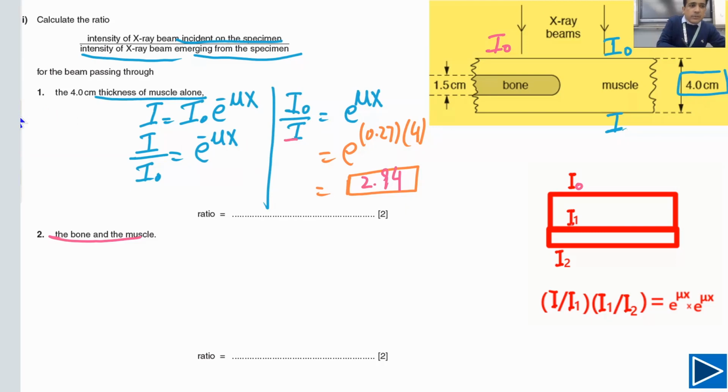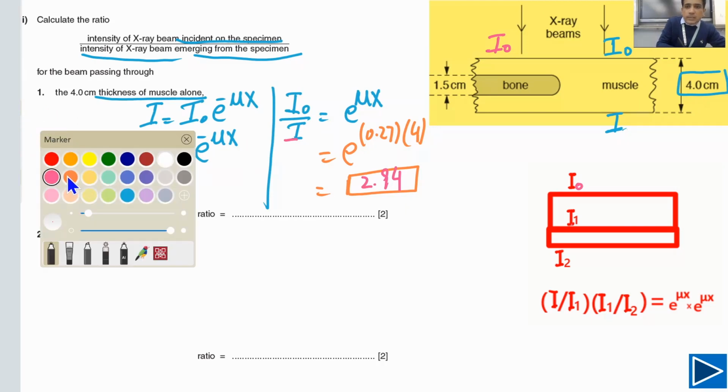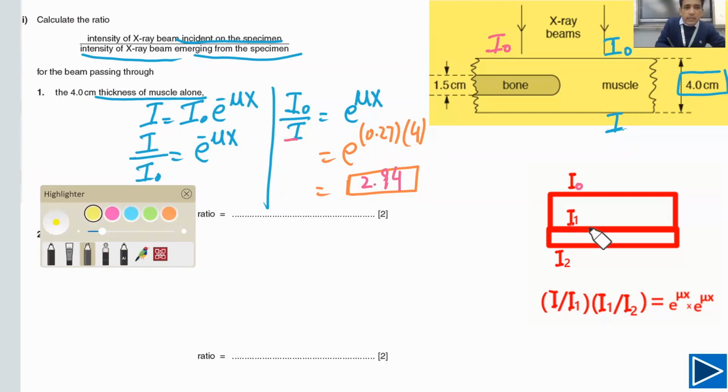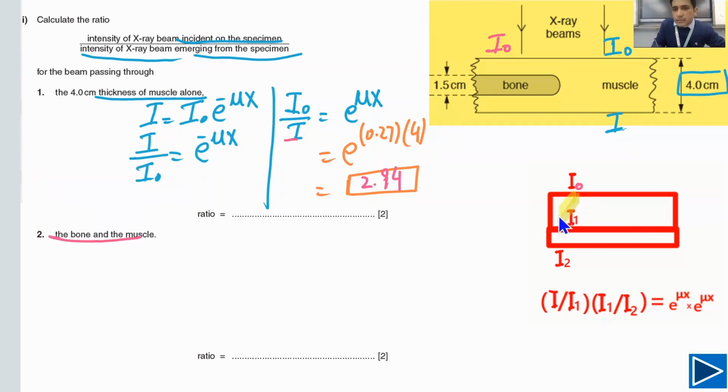Let me use a different color to make sure you have a proper understanding of this. Let me use this highlighter. So this one is the muscle. You can imagine that this is the muscle. I drew this in advance to make sure you have a proper understanding. This one is muscle, this one is muscle, and the next one we can say is the bone. So we have two different media.